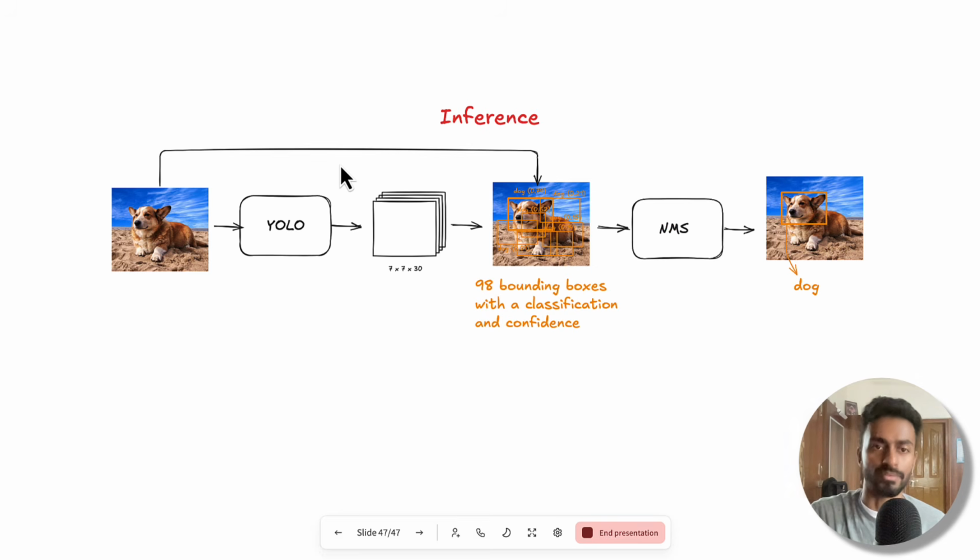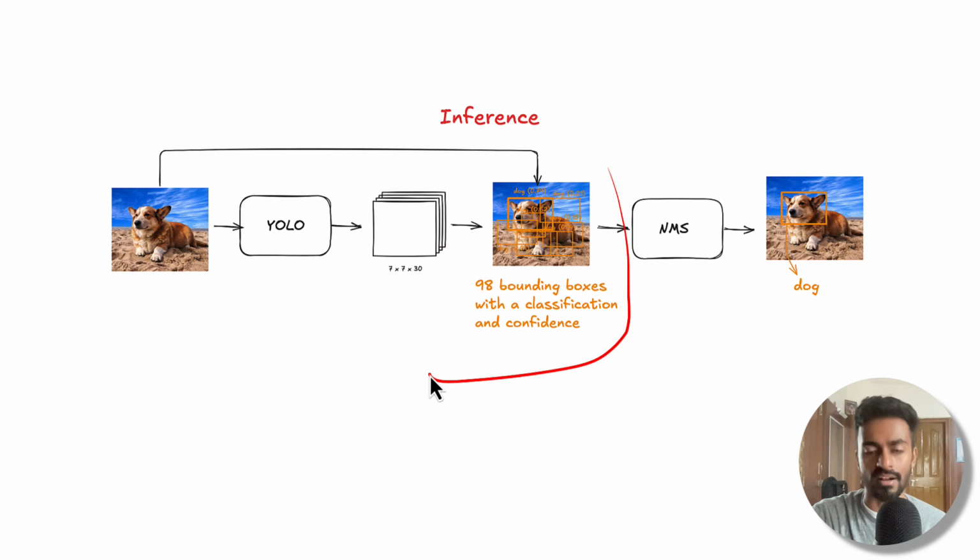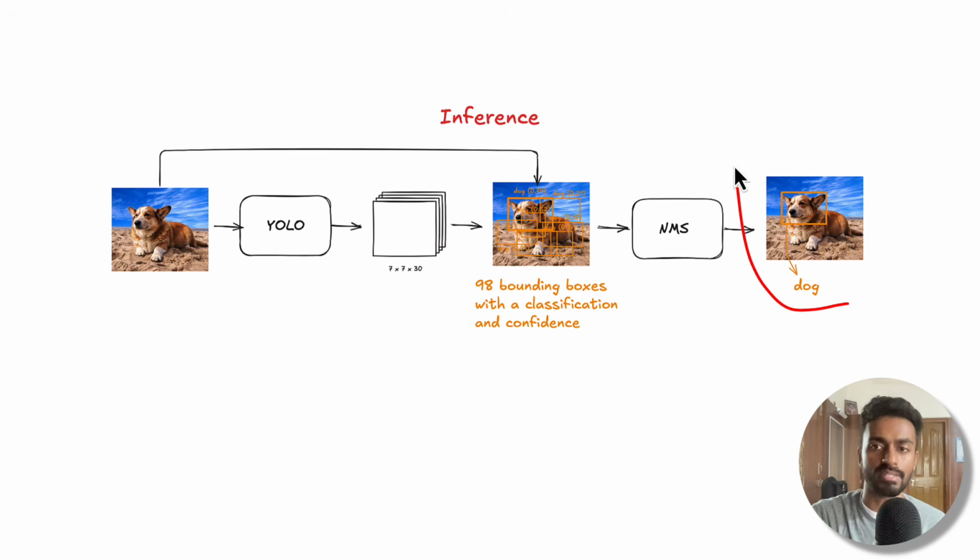And then we went through inference, where we pass an image through YOLO to get this 7 cross 7 cross 30 tensor, which is 98 bounding boxes with classifications and confidence. We perform NMS, and then we get this cute little corgi and it is recognized as a dog.